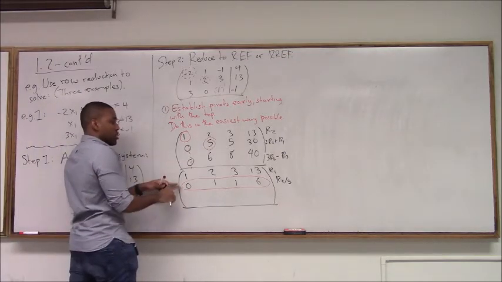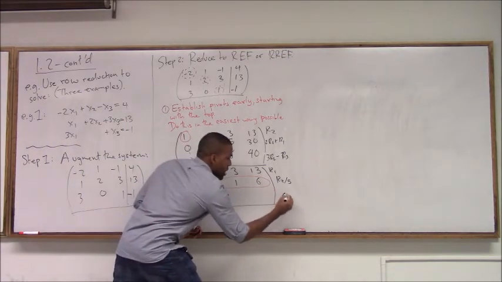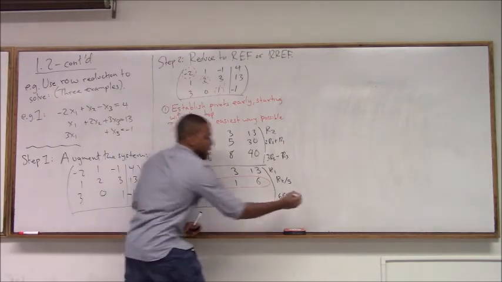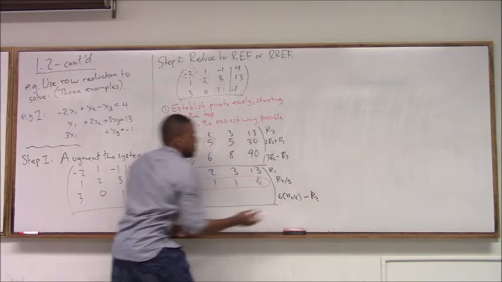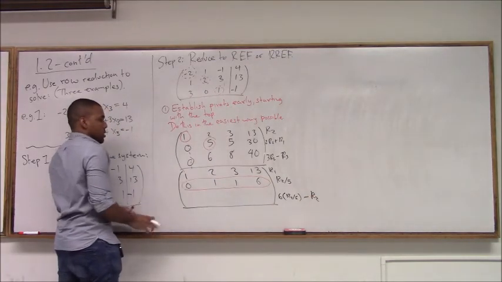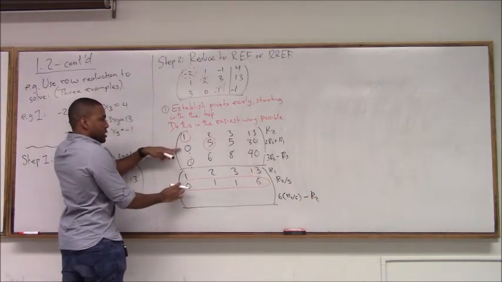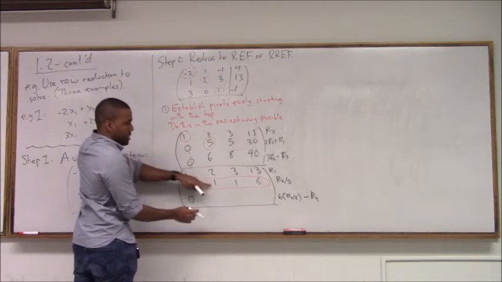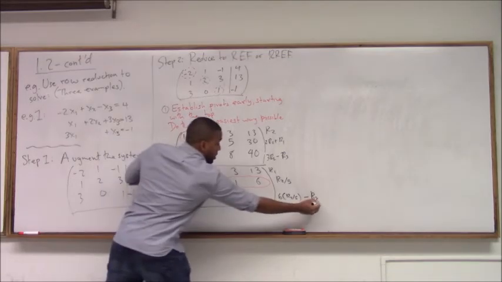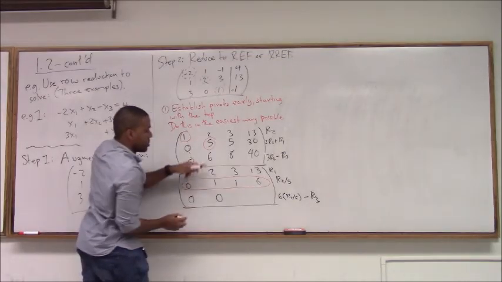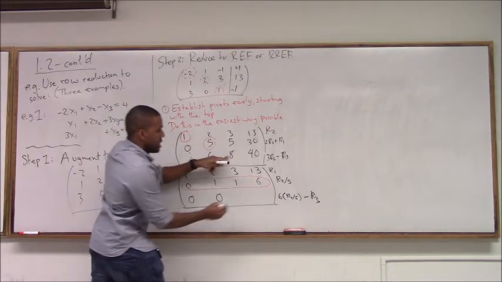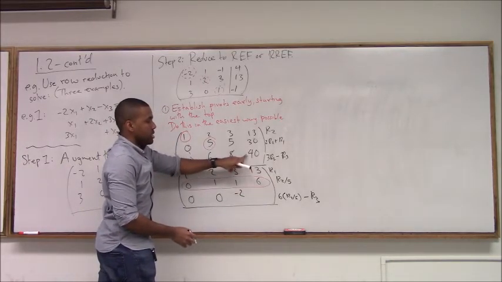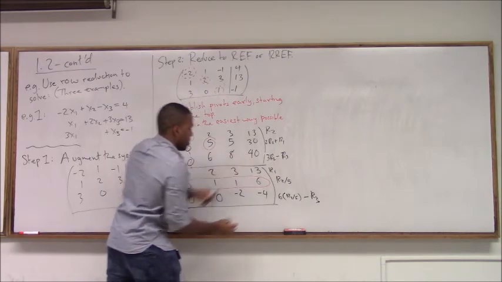So if I multiply this new guy by 6, so here's my row 2 over 5. I'm going to multiply that by 6, and then I'm going to subtract row 2 from the previous guy. So 6 times this minus that, 0. 6 times this minus that, row 3, is 0. 6 times this minus that is minus 2. 6 times this is 36, minus that is minus 4.